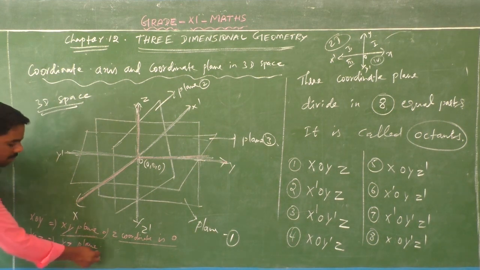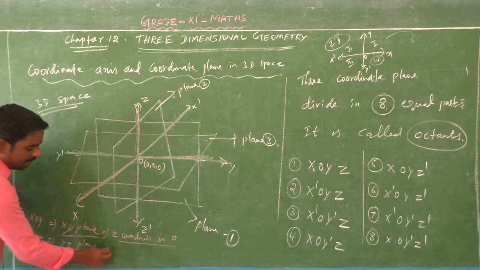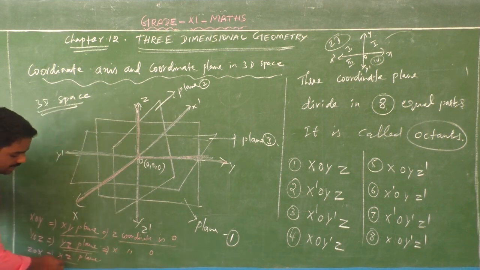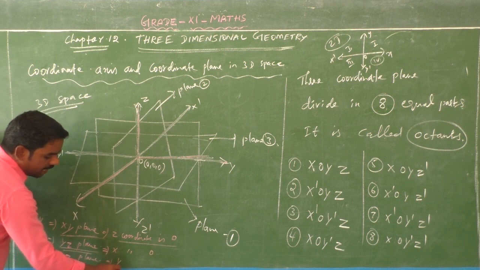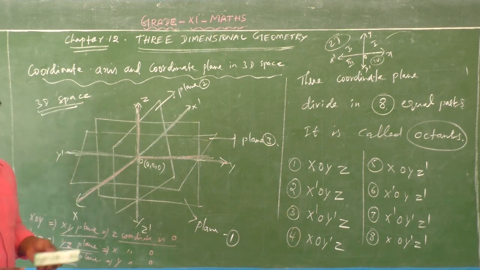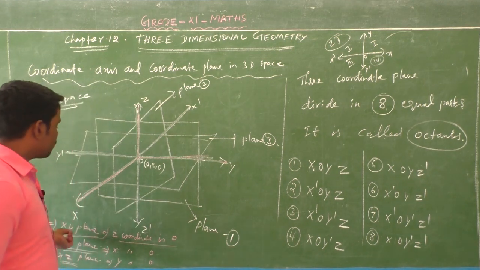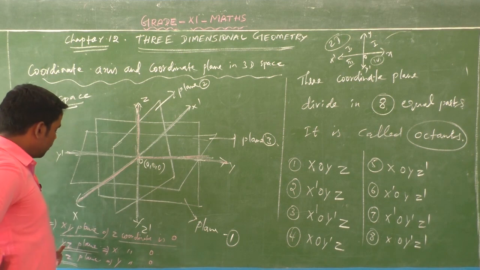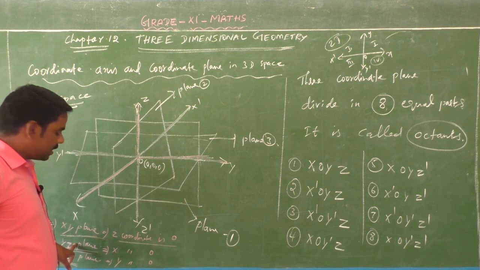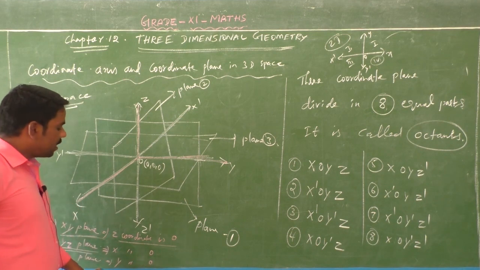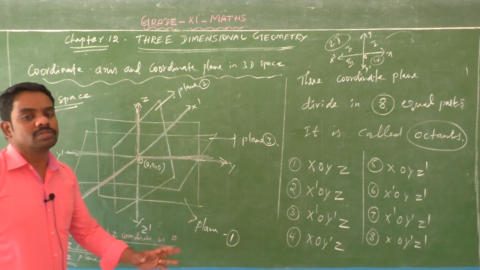And in the YZ plane the X coordinate value is 0, and in the XZ plane the Y coordinate value is 0. Listen, in the XY plane the Z coordinate value is 0. In the YZ plane the X coordinate value is 0. In the XZ plane the Y coordinate value is also 0.